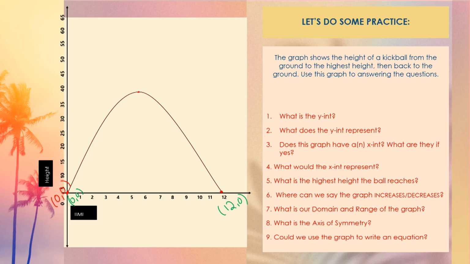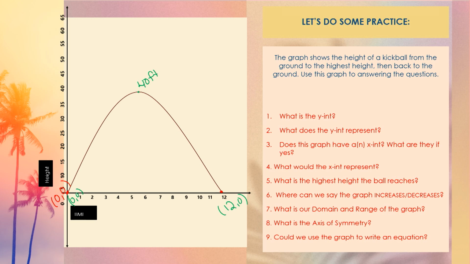What is the highest height the ball reaches? Now we put a point up here. What can we say that height is? I'm thinking it's going to be what? About 40 feet, I would say, if I had to guesstimate, because I don't have the lines going across. So I'm saying it's about 40 feet is what I would say my highest height is.